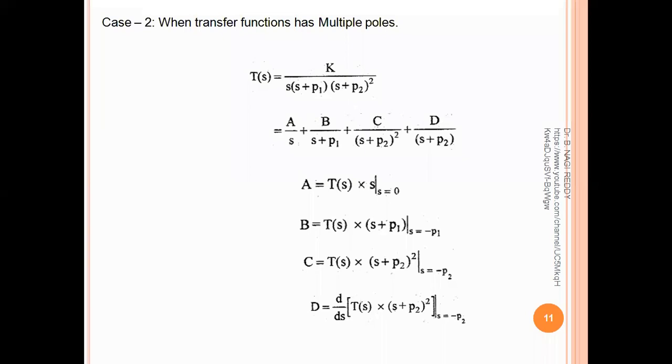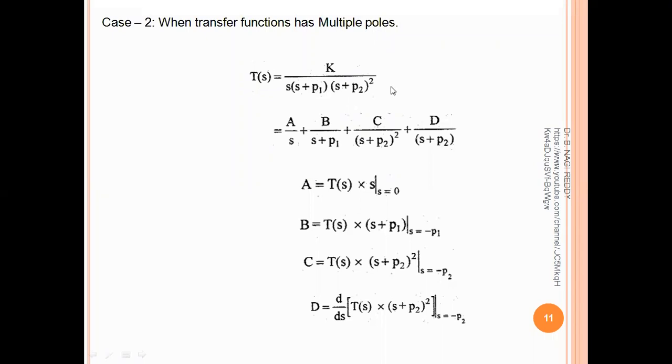Now we will see case 2 of partial fractions review, which is when the transfer function has multiple poles. You can see here what a multiple pole is. The same pole happens twice here because it is s plus p2 whole square. That means p2 is the pole which is happening twice. So that's what the name multiple represents.